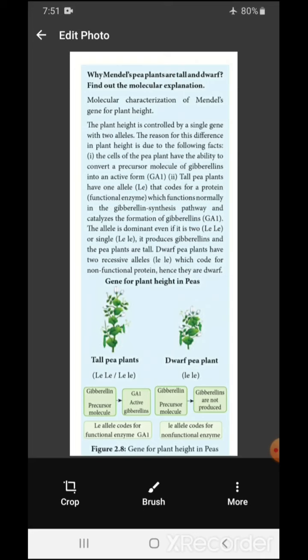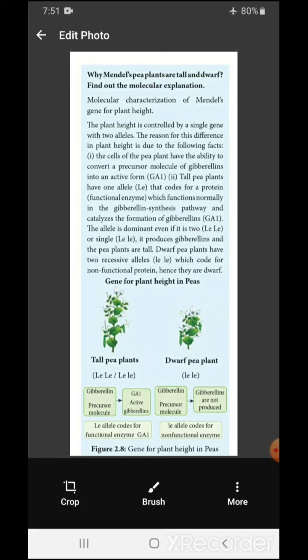For example, the plant height is represented by the gene capital L, small e. When the tall plant has capital L, small e, it shows the dominant trait, that is capital L, e. It is nothing but length. It shows all are tall. Whereas small l, small e shows the dwarf plant. So here we look at the molecular basis. Find out the molecular explanation.